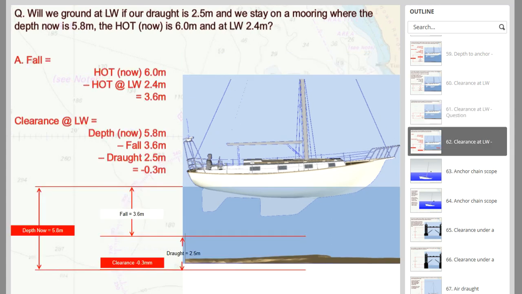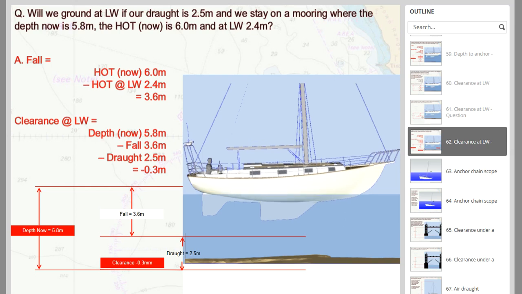The fall is 6 minus 2.4 meters equals 3.6 meters, and the clearance at low water will be 5.8 meters minus the fall, 3.6 meters, minus our draft of 2.5 meters equals minus 0.3 meters. So, yes, we will ground at low water.